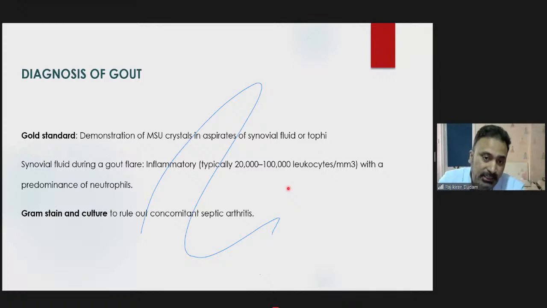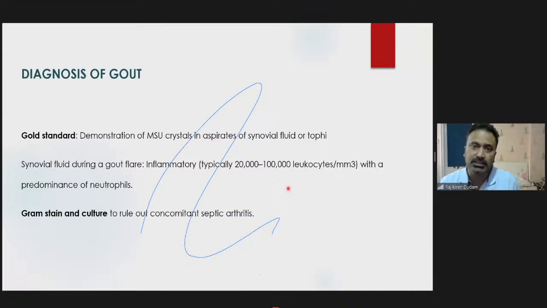And the gold standard even today is the demonstration of crystals. It's quite easy to demonstrate crystals. In our center, we do this. So whenever we have a dilemma of gout, sometimes what happens is in acute gout, the uric acid levels may be deceptively normal or low. This can happen because of inflammation, IL-6 causing more uric acid excretion. So a lot of factors are involved here. The uric acid levels may be normal or slightly low.